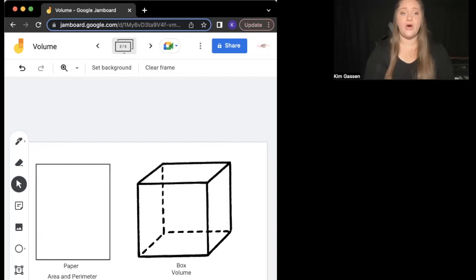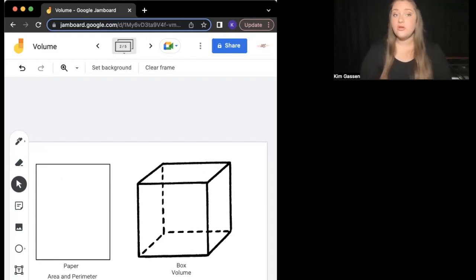Now, with volume, we're measuring the full dimensions of something, right? So when we talked about area and perimeter, it was like we were measuring a piece of paper. How long are the edges of the piece of paper? How big is the surface of the piece of paper? That's what we found when we found the perimeter and the area.